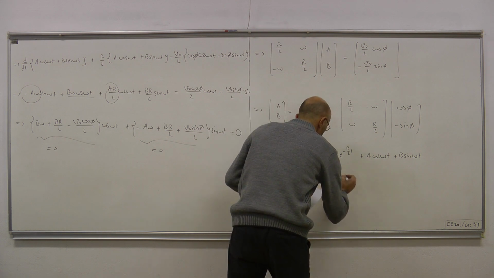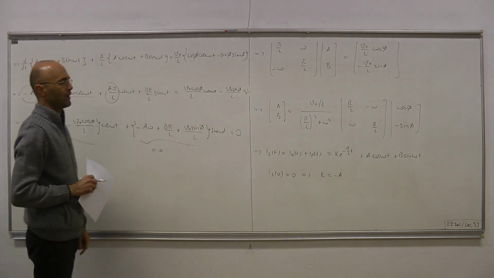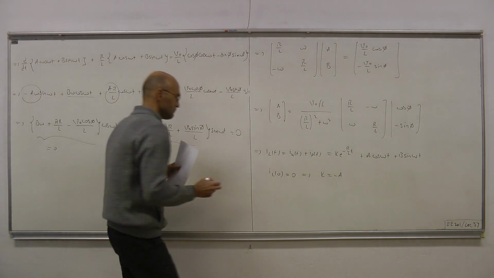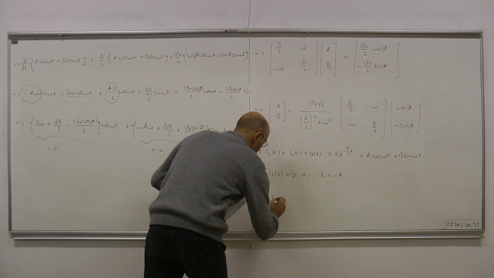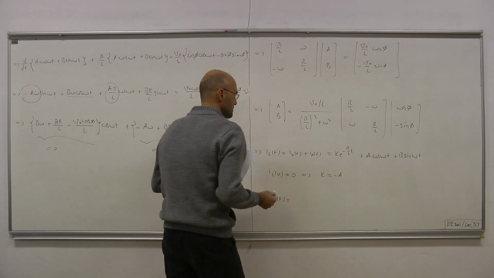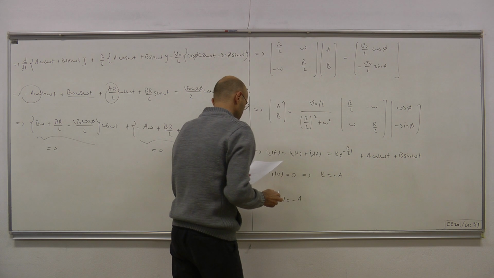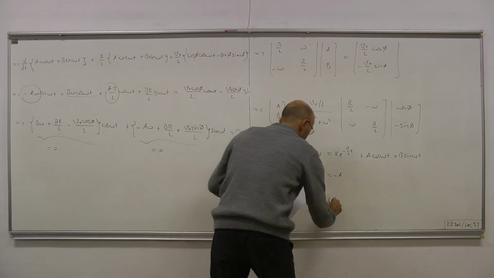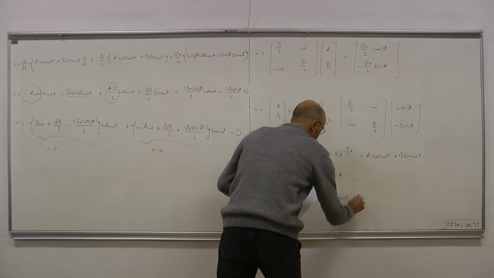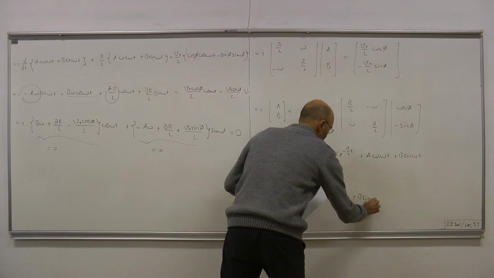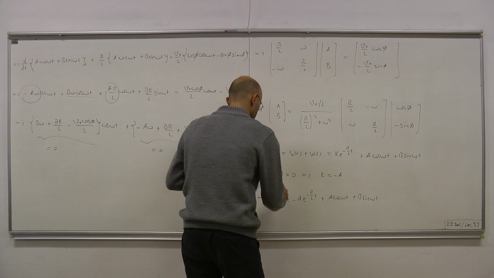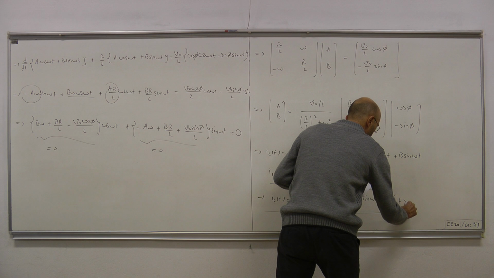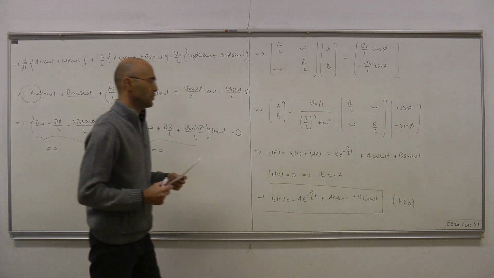Which gives us k equals minus a. So the solution now is complete. I_L(t) therefore equals minus a e^(-R/L t) plus a cosine omega t plus b sine omega t, after the switch is closed, for t greater than 0.